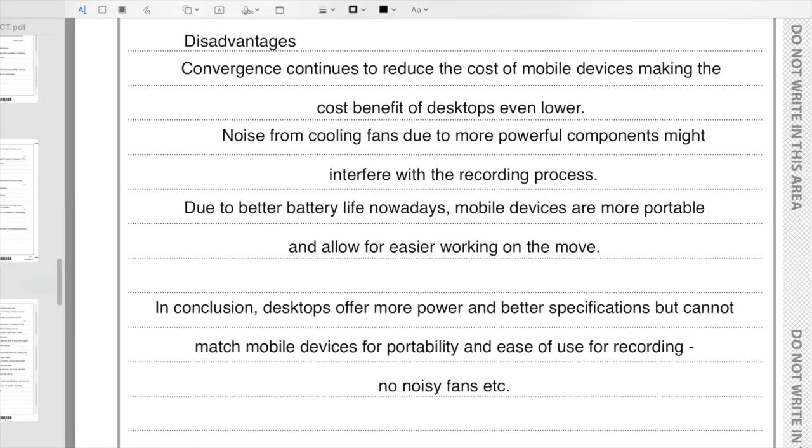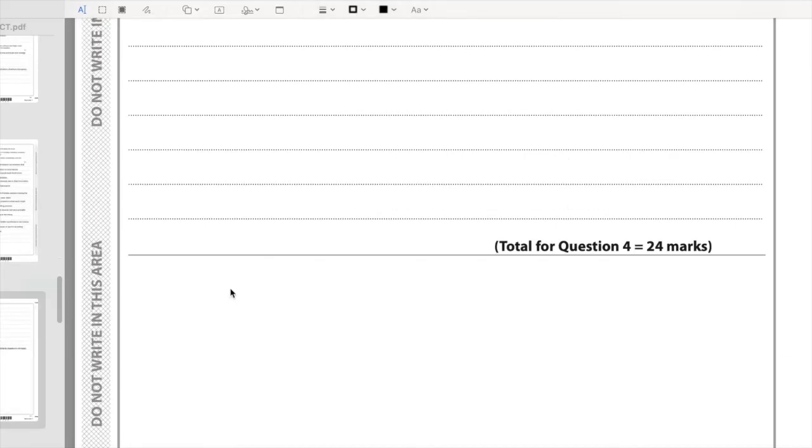So I am going to conclude this. In conclusion, desktops offer more power and better specifications for the money certainly, but cannot match mobile devices for portability and ease of use for recording, no noisy fans, etc. So that concludes question 4, and that is 8 marks. Now just to be clear here, you do need to write a conclusion for 8 marks, and you do need to show a balanced side of both arguments, discussing both advantages and disadvantages to gain the 8 marks from this question. So that completes question 4 for a total of 24 marks.